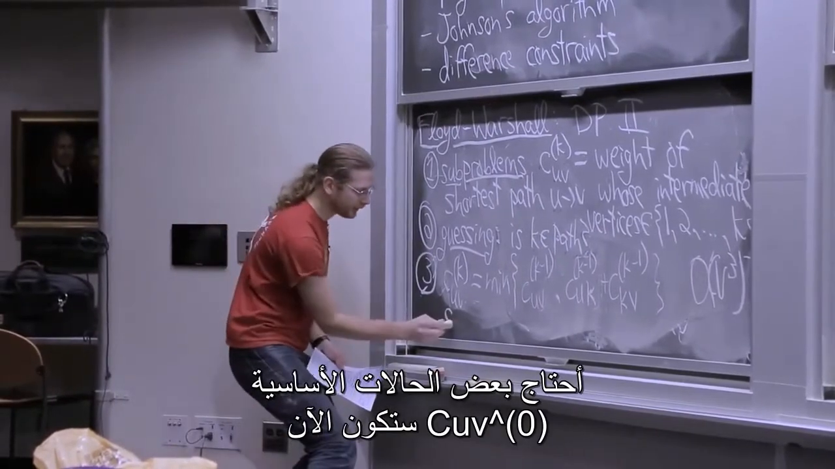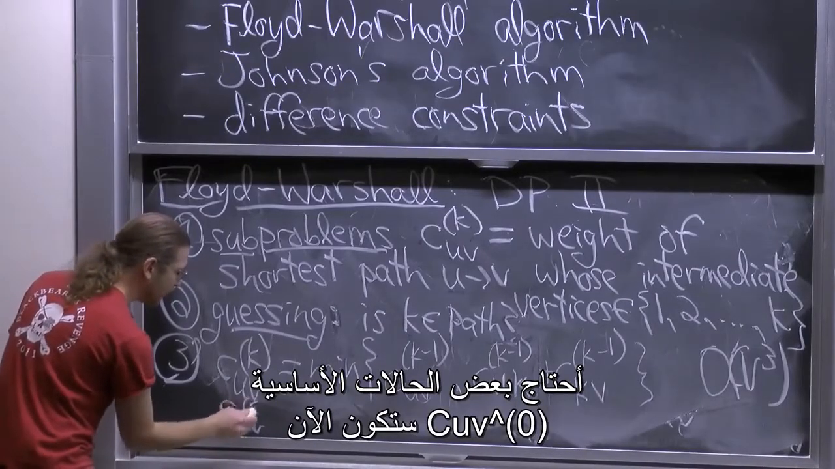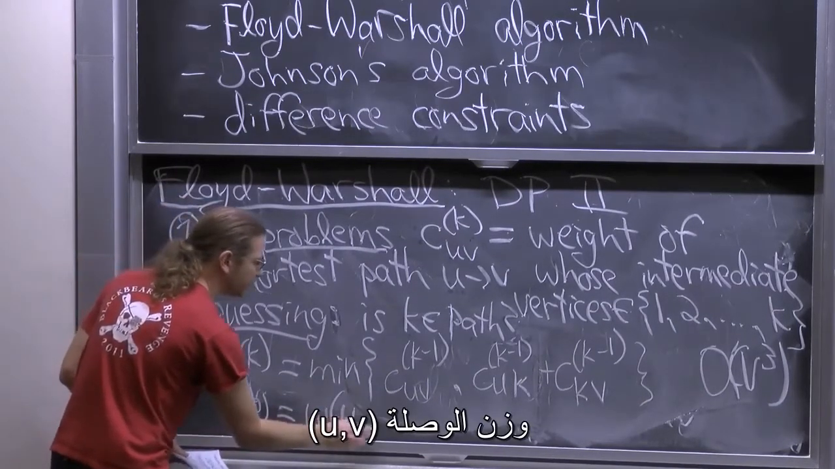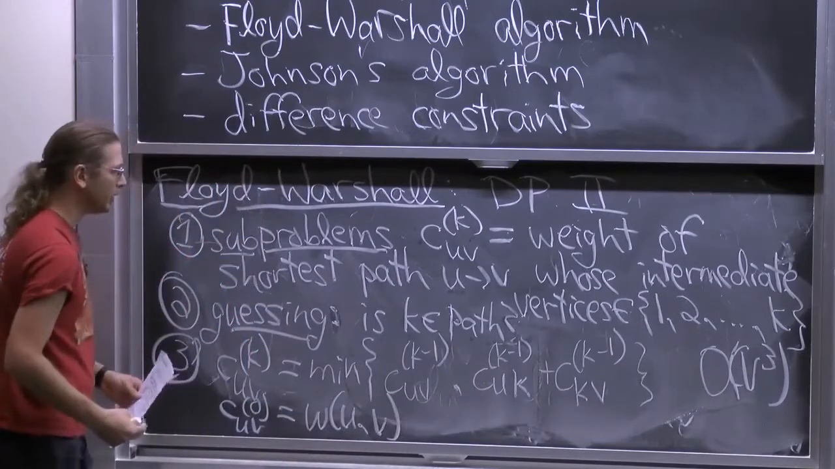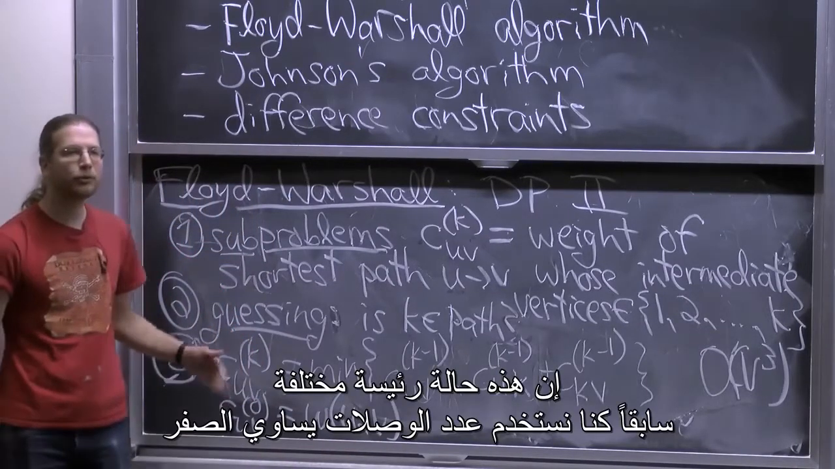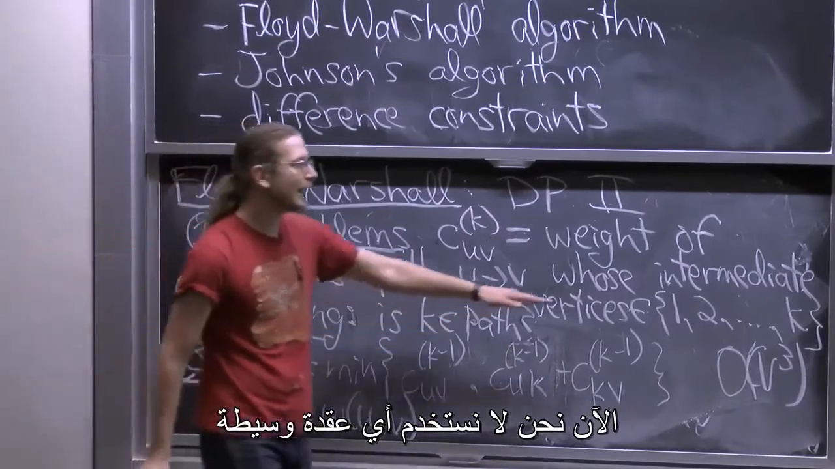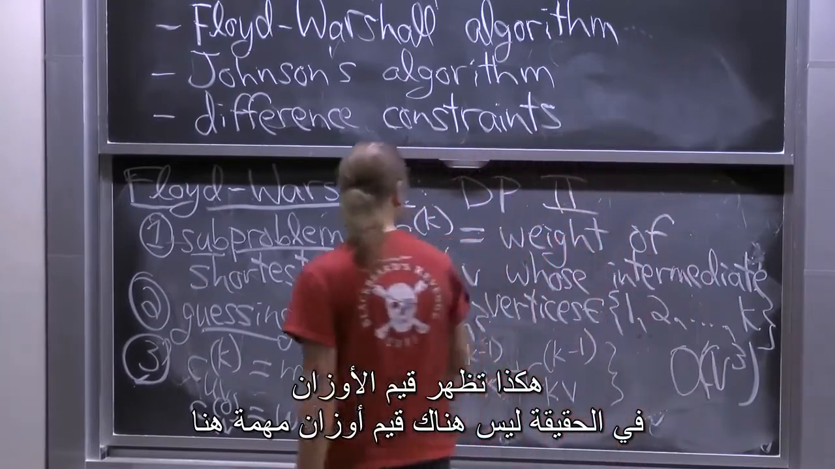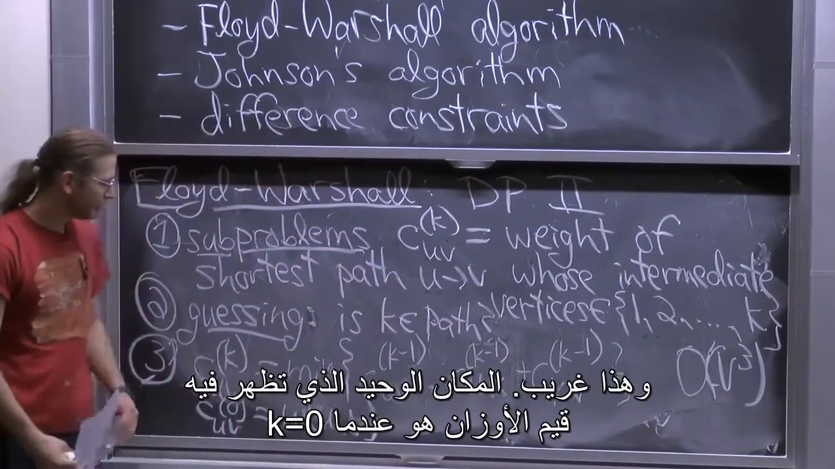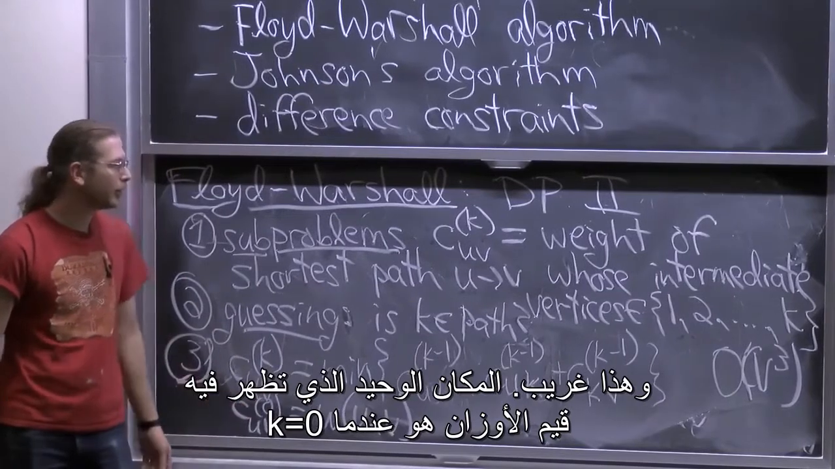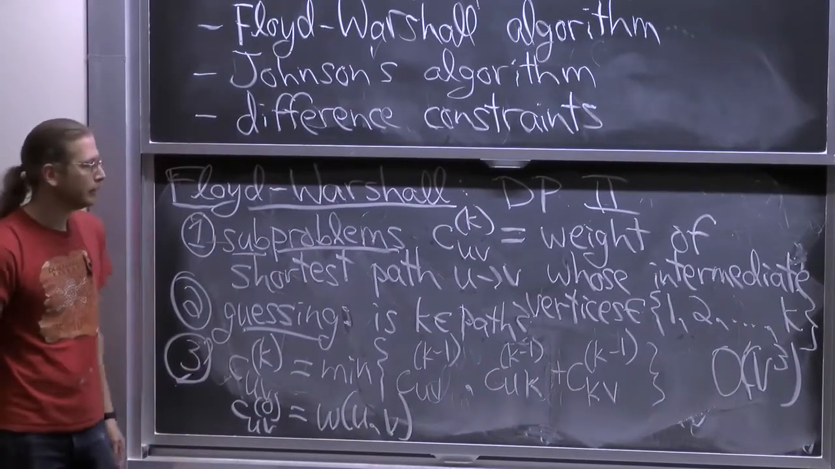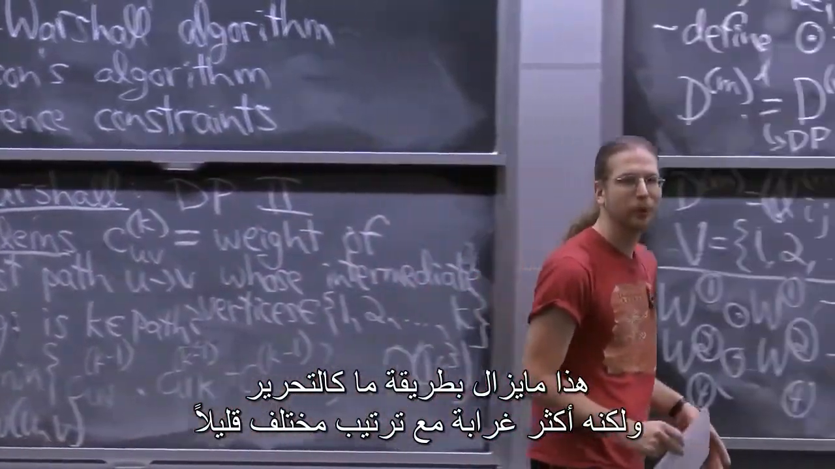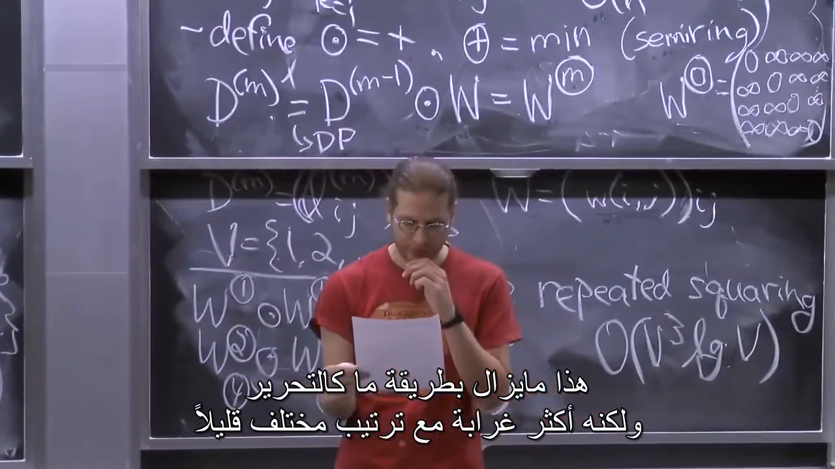I need some base cases. c of u, v, 0 is going to be, now it's the weight of the edge u, v. It's a different base case. Before it was using 0 edges. Now it's not using any intermediate vertices. So that's how the weights come into the picture. Because actually there are no weights of edges up here. So that's a little weird. The only place the weights come in is when k equals 0. OK? This is in some sense still relaxation, but it's a little bit weirder. A little bit different order.